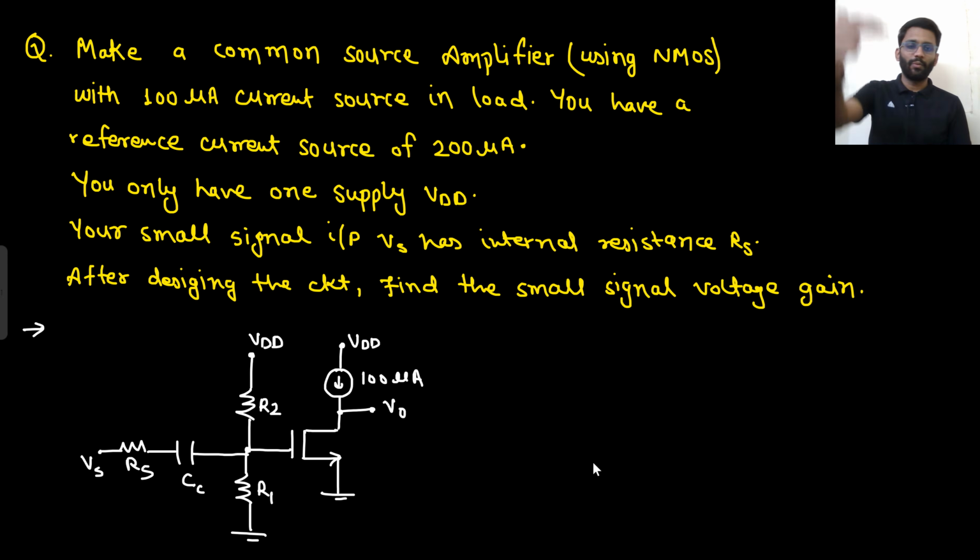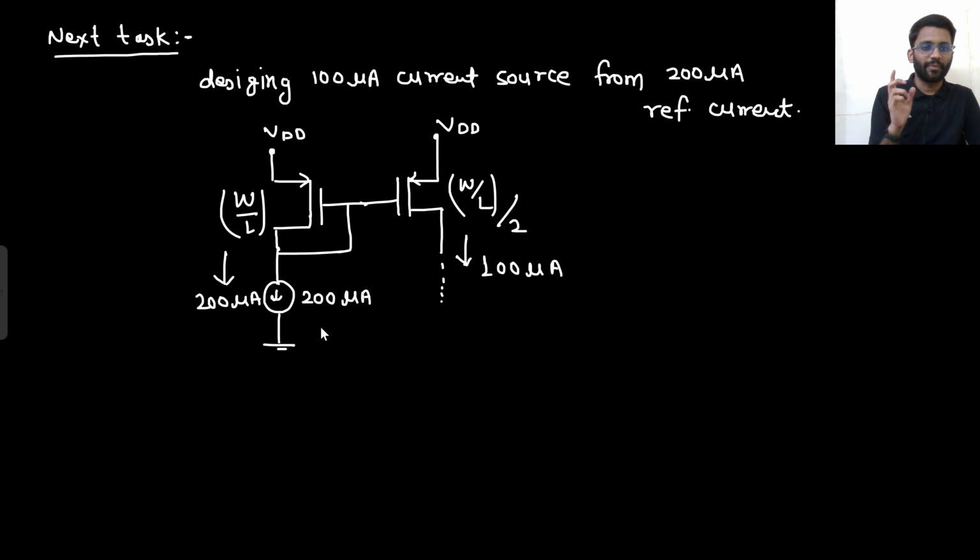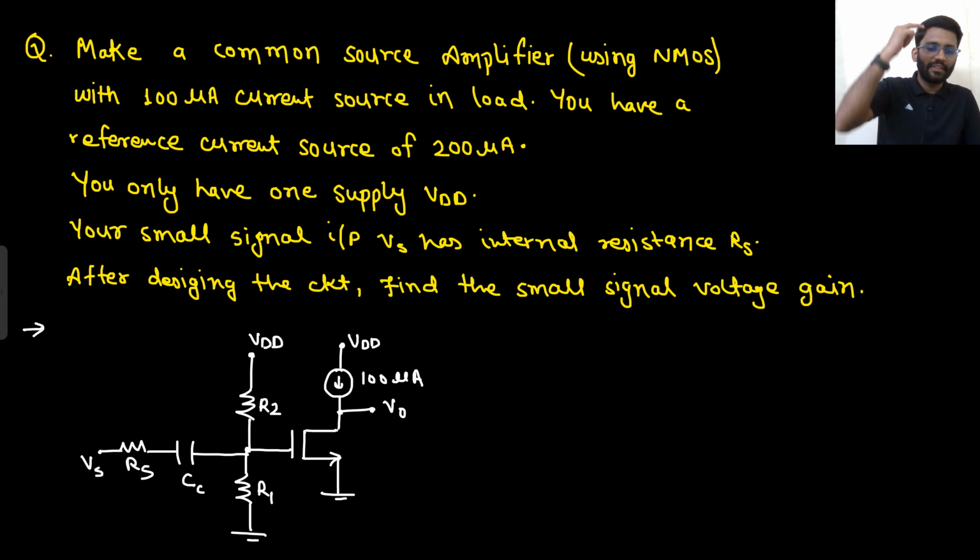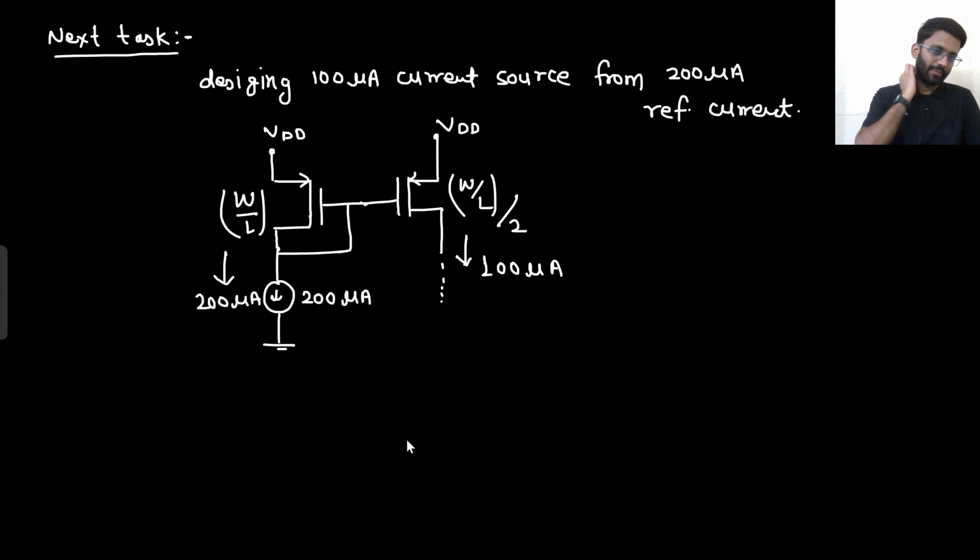So what was the question? These specs are given, you have to design the circuit. We started designing the circuit. We made this much of the circuit, then we got to know we have to design a 100 microampere current source from a 200 microampere reference current. This is the 200 microampere reference current we are having. We also got to know we have to design the current source such that it is going from supply to some node, top to node, top P. That means we have to use PMOS. So we are using PMOS, 200 microampere current flowing through W by L, then half of W by L will have 100 microampere current. So this is the current source that we have made. This was our next task.